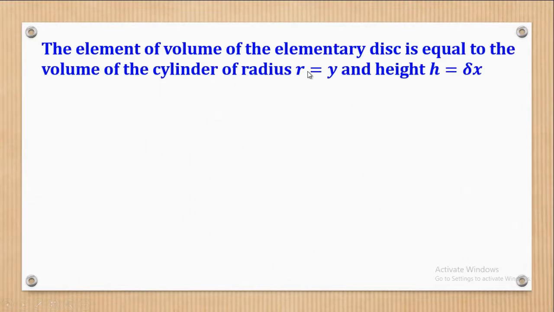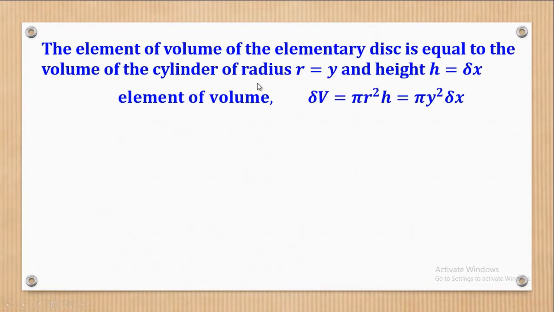So this is what we saw previously. The radius of that elementary disk is y and the height is small change in x. Therefore, volume is given by pi r squared h. In our case, r is y and h is small change in x. Therefore, the volume of the elementary disk is denoted by small change in V and is equal to pi y squared small change in x.